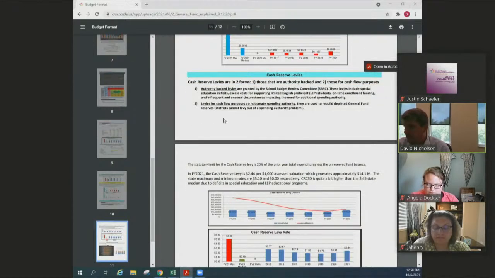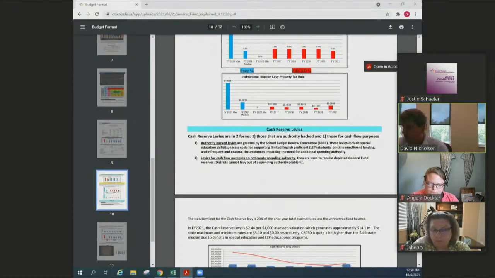Here you're going to see our cash reserve levies. We talked a little bit about this. We have authority-backed levies for cash reserve. There are two forms: you have authority-backed or unbacked authority, which are for cash flow purposes. And that is for SBRC, the School Budget Review Committee, for special ed deficit, excess costs for our limited English proficient students, one-time enrollment funding, and infrequent unusual circumstances impacting the need for additional spending authority.